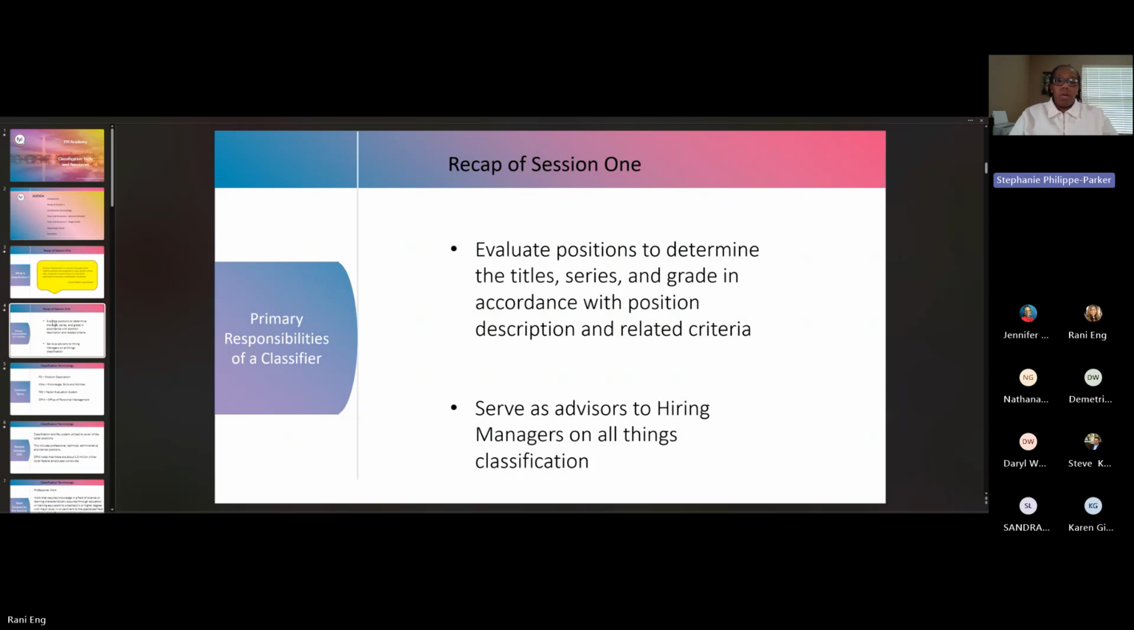So in discussing what classification is and the key roles and responsibilities of a classifier, we can now get into the tools and resources that a classifier uses in order to perform their job. We'll first start by going over common terminology that's used in the classification arena. Next slide, please.